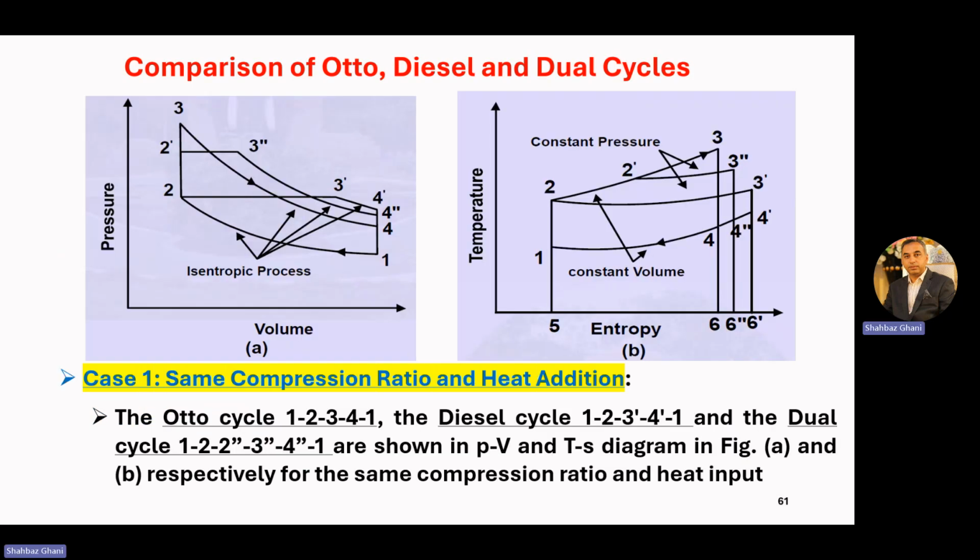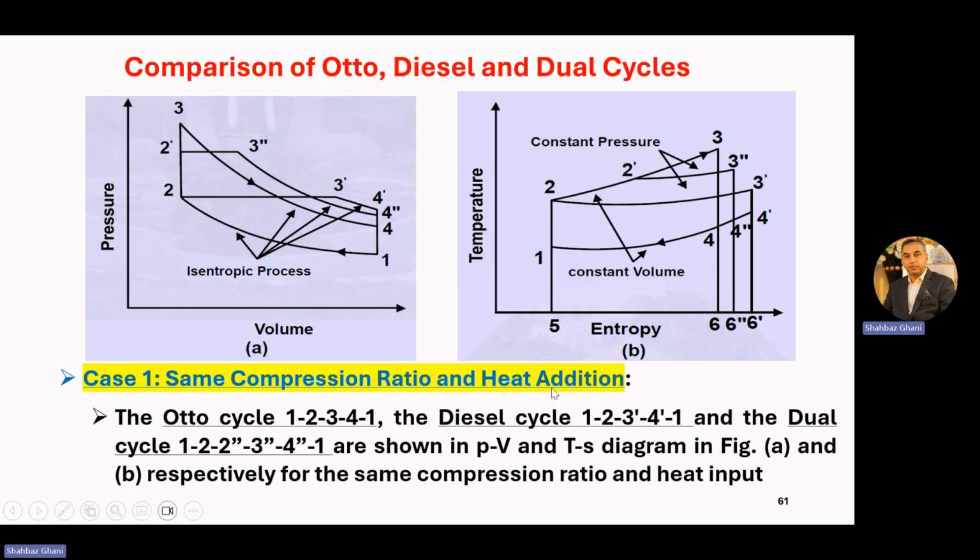Now in the first case, we have the same compression ratio and heat addition. So the compression ratio is the same and heat addition is the same. So RC is the same and Q in is the same. Now the Otto cycle, in this PV diagram, 1 to 2, 2 to 3, 3 to 4, and 4 to 1 is your Otto cycle.